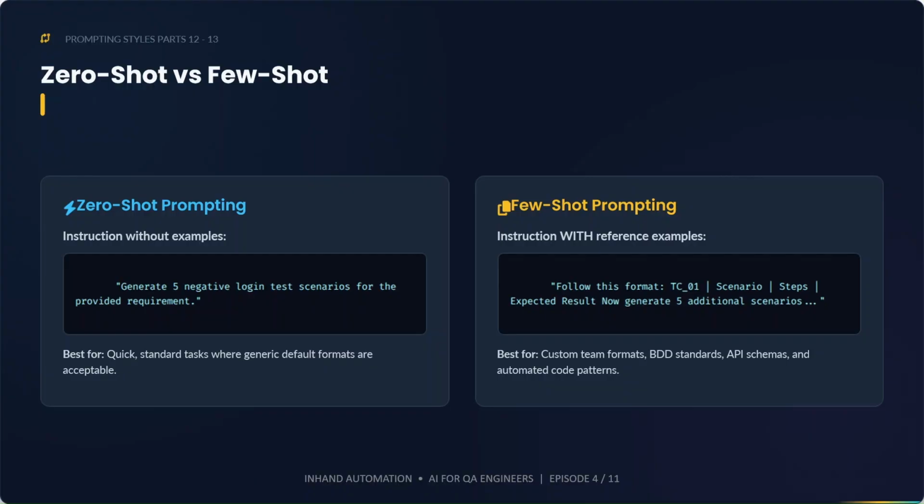In prompting, you need not give an example. If you are not giving an example in your prompt, it means it is a zero shot prompt. I hope you understand this point. If you are writing your prompt without any example, it means that it is a zero shot prompt.